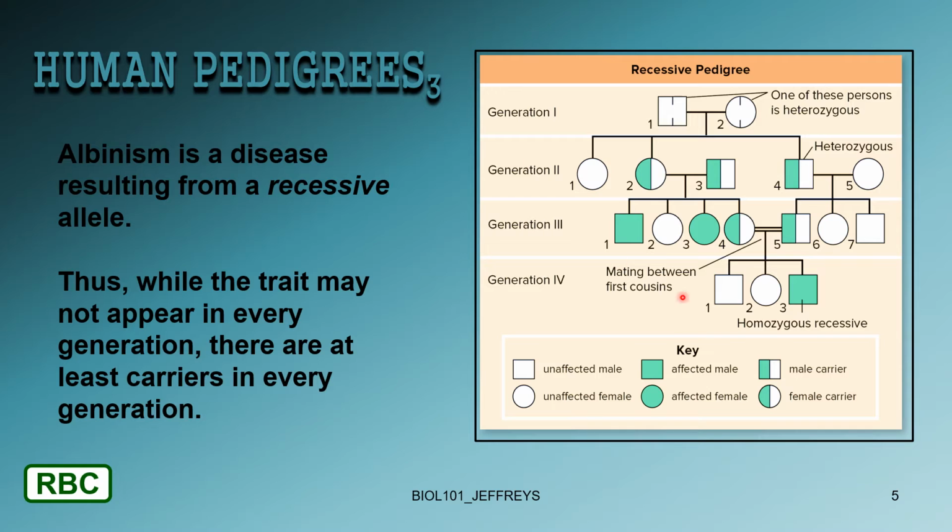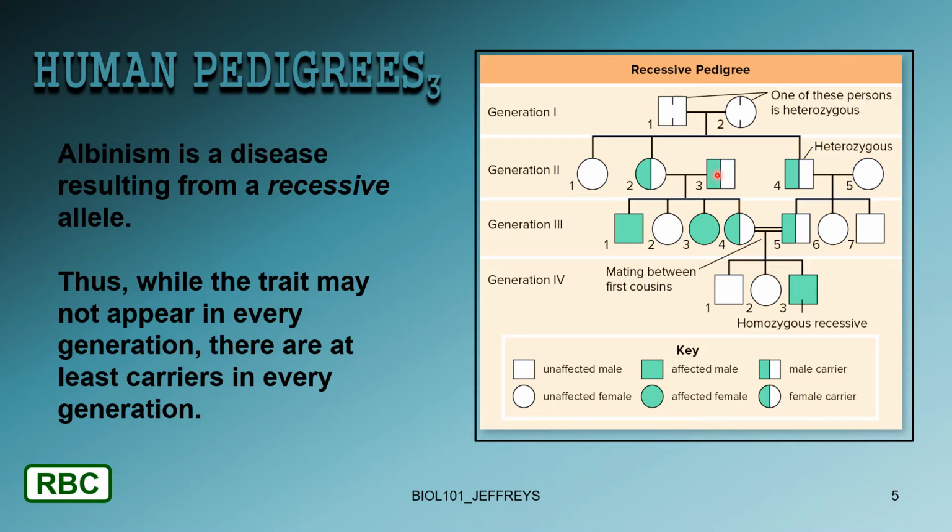Okay, here's another one. This is a recessive pedigree for albinism. Albinism is a recessive allele, which means that it only gets expressed phenotypically if there are two copies of the gene for albinism. So while the trait may not appear in every generation, there are at least carriers in every generation. And what these little half circles and half squares, half colored, half clear, represent are carriers.